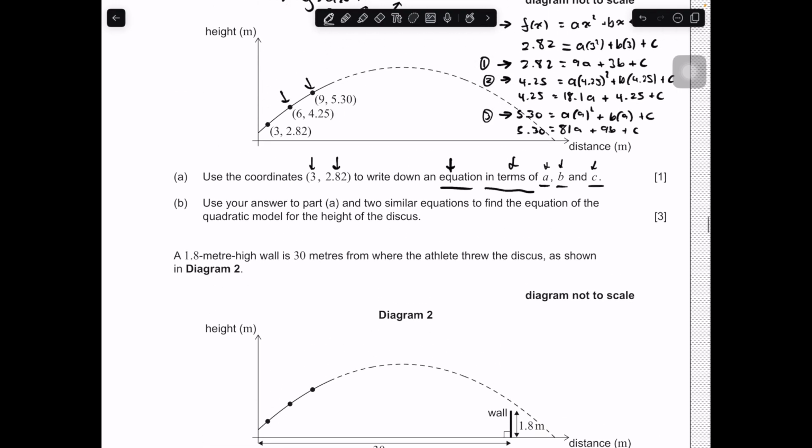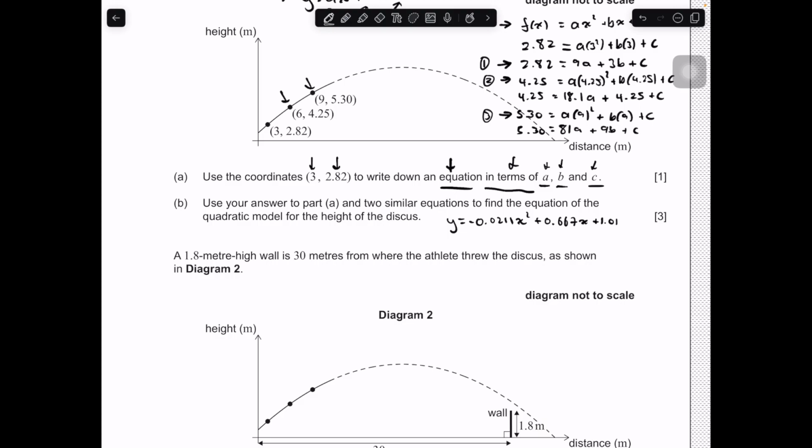Where can we write it? To find the equation of the quadratic model for the height, I'll write it here. Y is equal to negative 0.0211. Make sure there's nothing else. 0.0211, that's right, x squared plus 0.667x plus 1.01. All right, there we go.